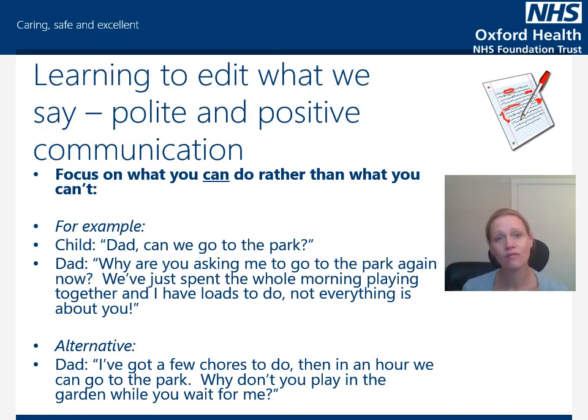So the fourth of our 6 tips is learning to edit what we say using polite and positive communication. And this involves, first of all, focusing on what you can do rather than what you can't. The example we have here is a child says to their dad, "Dad, can we go to the park?" And Dad says, "Why are you asking me to go to the park again now? We've just spent the whole morning playing together. I have loads to do. Not everything is about you."